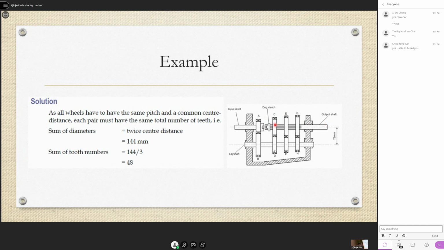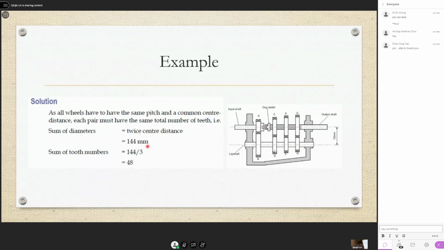Okay, so if you go and change to gear 1, gear 2, gear 3, it's actually changing which one is matching. As all wheels have to have the same pitch and common center distance, each pair must have the same total number of teeth. This is to say, this whole thing needs to be centered here. Okay, down here also needs to be centered.